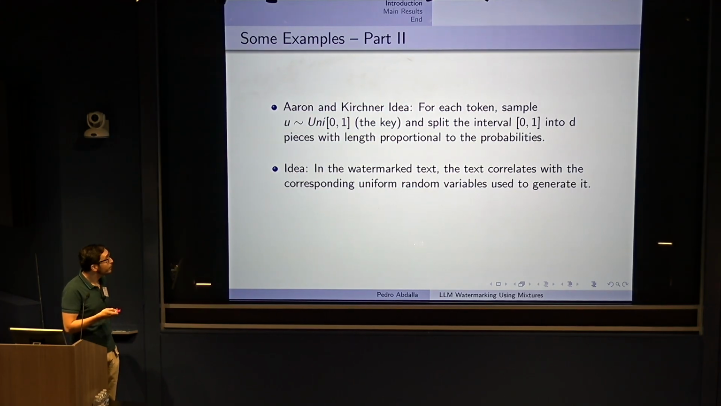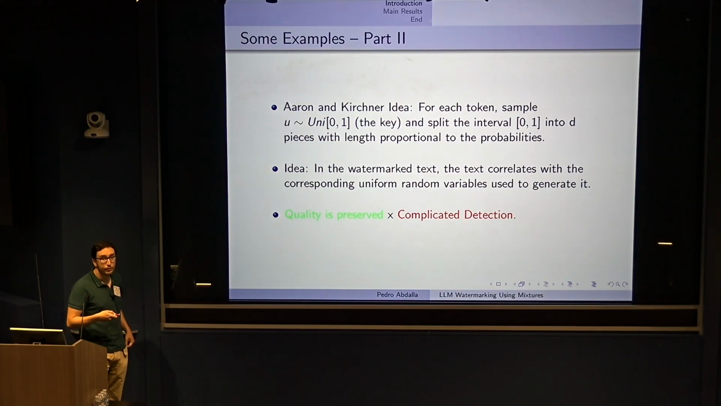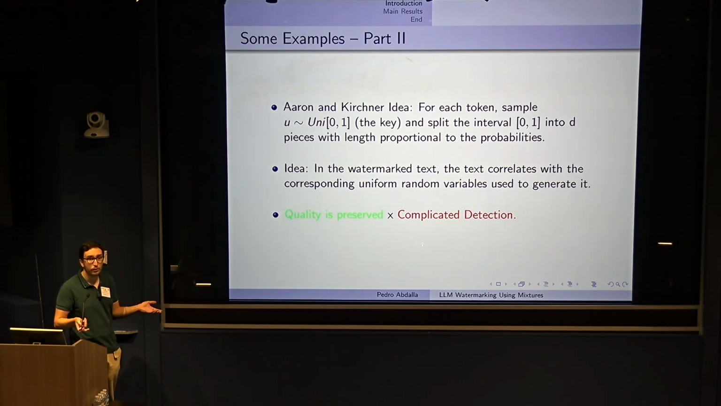So the idea is that in the watermarked text, the text correlates with the corresponding uniform random variables used to generate it. This was a very influential idea. Here the quality is preserved, the distribution is the same, but the detection schemes are very complicated. We lose the test statistic of just counting the number of green tokens, which has a lot of properties, is linear, easy to interpret, and we move to more complicated detections. Usually detection relies on these ideas, and they are more convoluted, especially computationally. So what we are going to try to do is to interpolate between the two worlds.